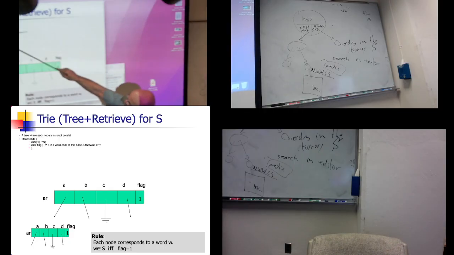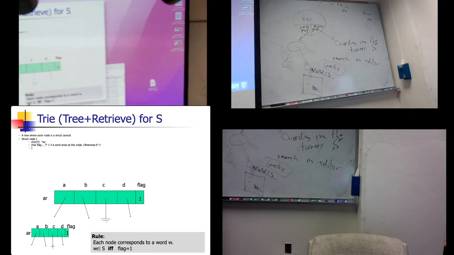So in C, I'll define an array of 4 letters, each a pointer to another node of the same type, plus the flag that we'll see its role in a moment. Right now, I'll tell you already what its role is, but it will not make sense by far. At this moment, the rule will be that each node corresponds to a word, W. Each node in the tree that I'm going to build will correspond to a word W, but W might not necessarily be in S, in the dictionary.